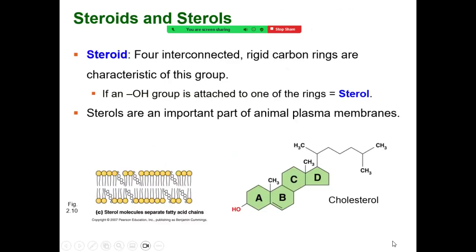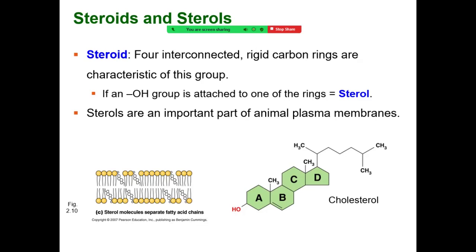If not, let's talk about another group of lipids that we call steroids. If you remember, there were three types of lipids: simple lipids, complex lipids, or fats and triglycerides. Actually, there's four because there's phospholipids, that's different. And then the other group is the steroids. A steroid is four interconnected rigid carbon rings characterizing this group. There's 1, 2, 3, 4 carbon rings.